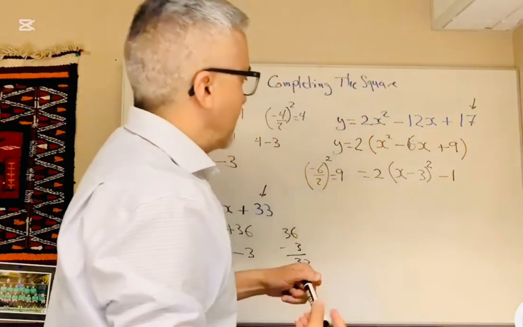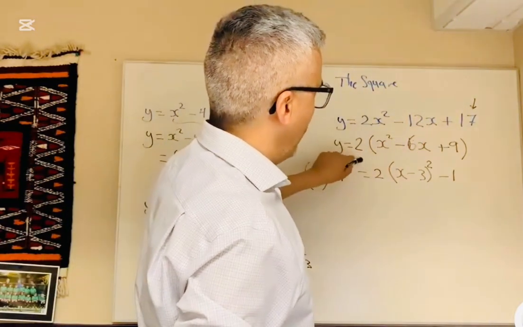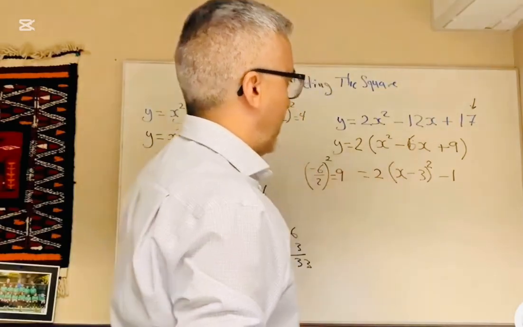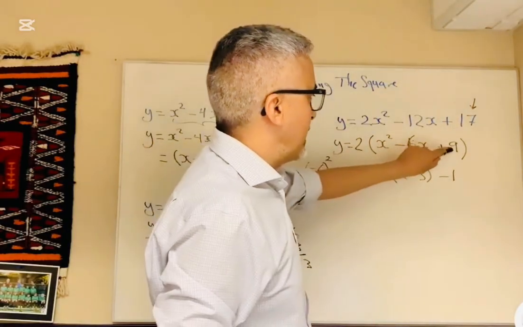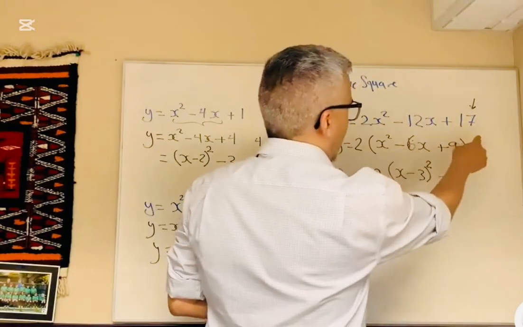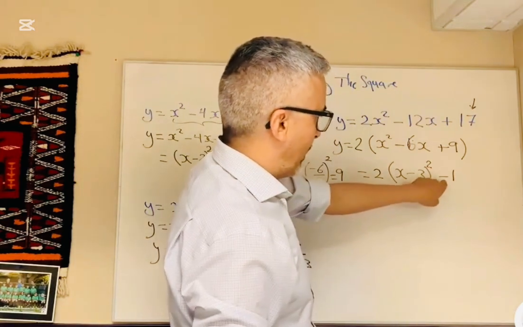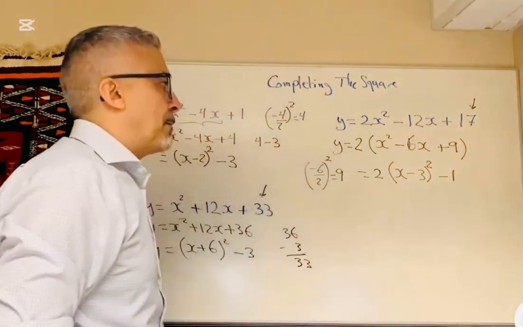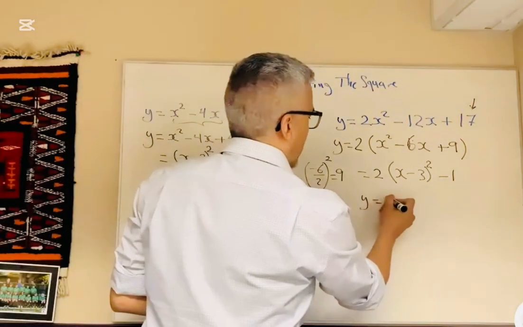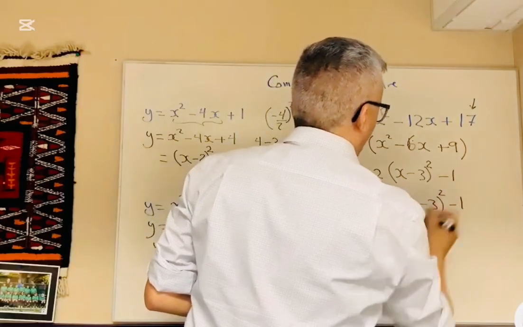Now let me explain this to you one more time. I ignored the 17. I took out the 2 from just here. I completed the square and got a 9, so that's what I have to add here. Now 2 times 9 is 18, but I'm supposed to have 17, not 18, when I FOIL this out. So 18 minus 1 will give you 17. So you just put that -1 right there, and that will give you the right answer. So therefore, when you complete the square, you get y equals 2 times (x minus 3) squared minus 1.